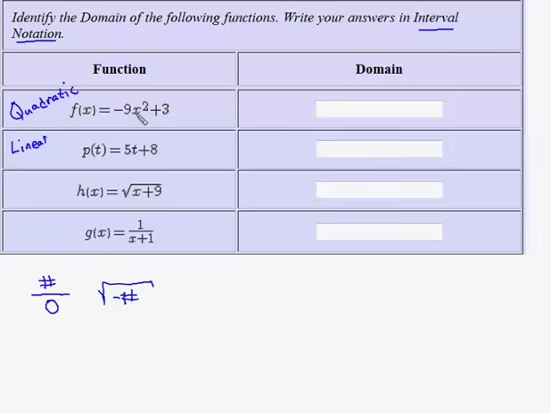Think of it as you can plug in any input value you want. You'll always be able to square it and get a real number answer. You'll always be able to multiply that number by -9 and get another number in the real number system. And with any number, you could always add 3 and still get a valid result. So the domain of a quadratic is all real numbers, but since I'm writing that in interval notation, all real numbers means any number between -infinity and positive infinity.